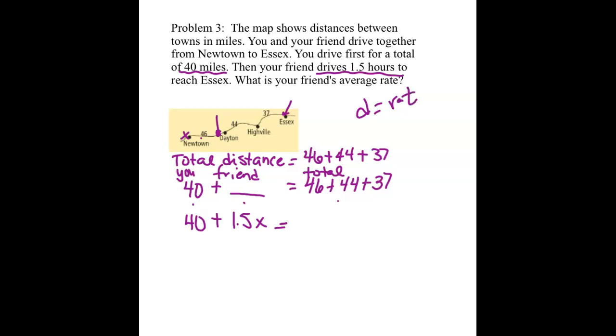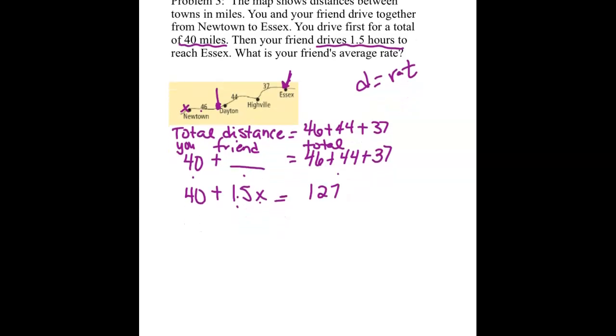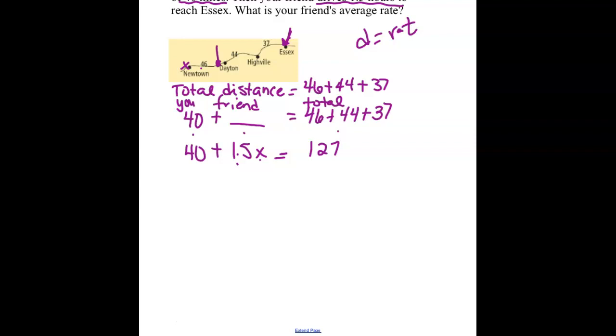So we know the time is 1.5 hours. We just don't know how fast they're driving. But our friend gets us to Essex, so we have to cover the whole mileage. Okay? 46 plus 44 would be 90. Plus 37 would be 127. All right, now we have a basic equation. 40 plus 1.5x has to equal 127.